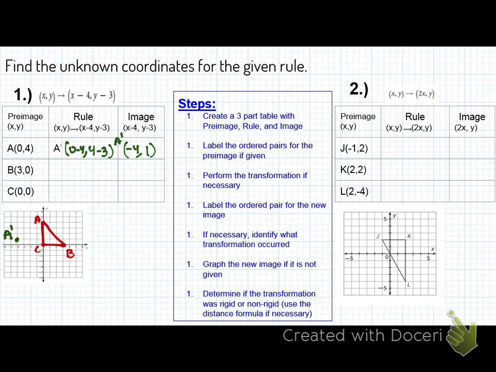Okay, now we're going to do that again. We got our point B. We want to take our x, which is 3, and we're going to subtract 4. So we're going to write down 3 minus 4.